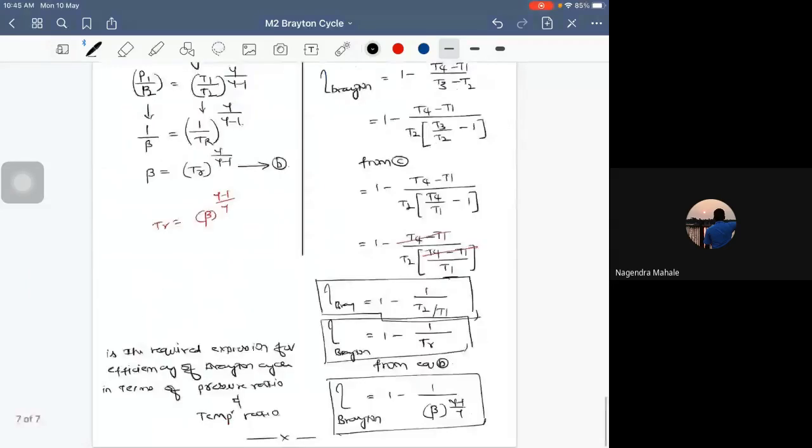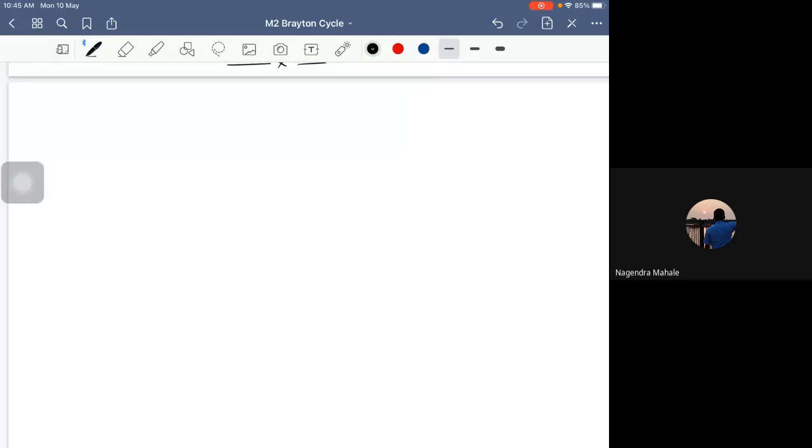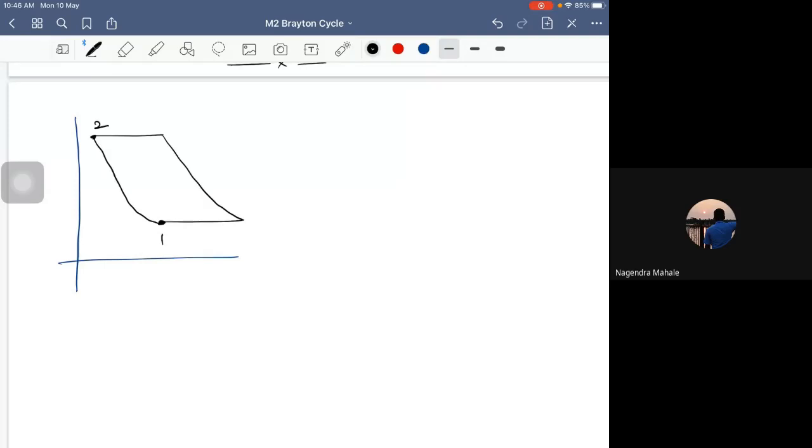Okay. Now, let us come back and analyze our Brayton cycle once again. So this was our Brayton cycle, isn't it? Something like this. This was our state 1, this was our state 2, this was our state 3, and this was our state 4. Now 1 to 2 was adiabatic compression. 2 to 3 is isobaric heat addition. 3 to 4 is again adiabatic expansion. And 4 to 1 is isobaric heat rejection.